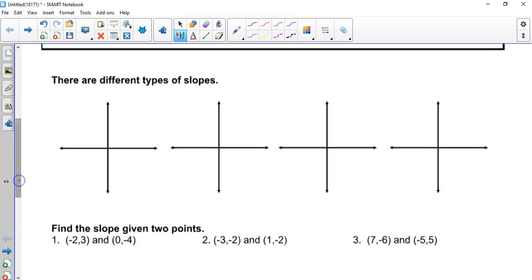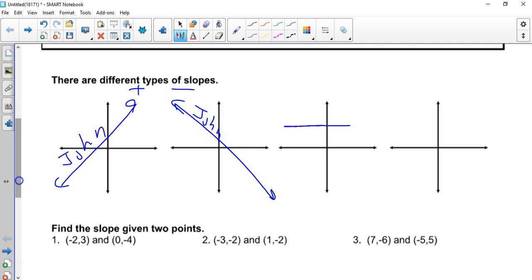So there are different types of slopes. We have positive slope, and that's when it's going up and to the right. My little hint is write your name on the line. If your name is going uphill, it's positive. We have negative slope. Again, if you write your name on it and it's going downhill, it's negative. It's going down.